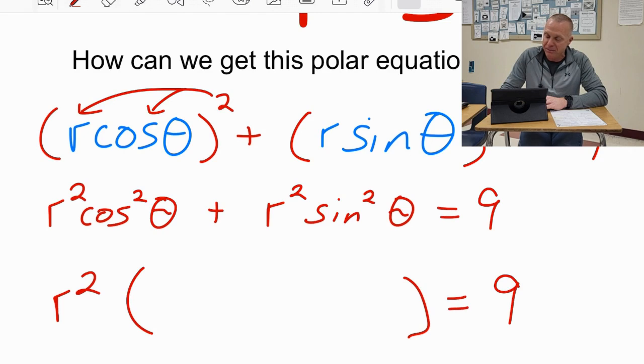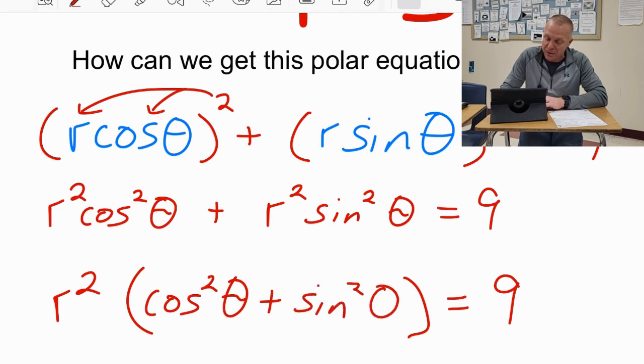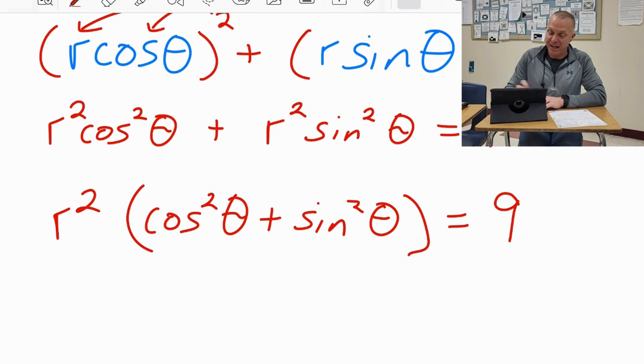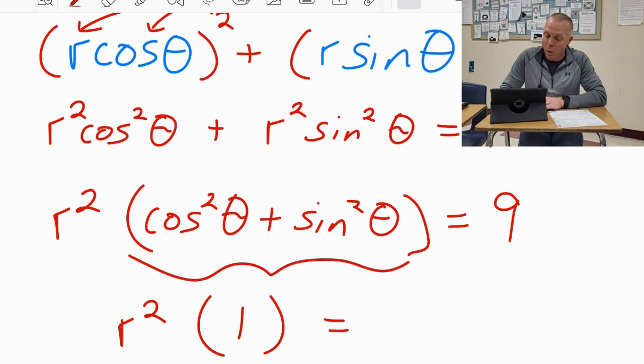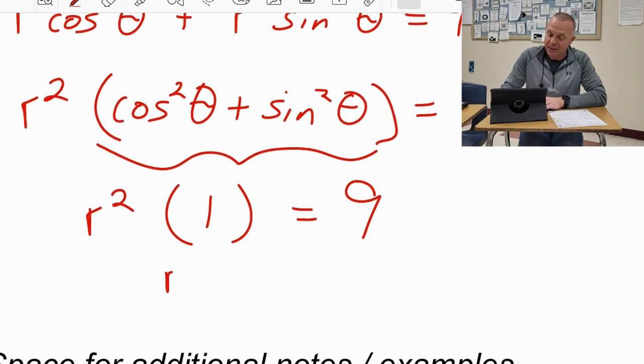Don't you agree? You could factor out a 9. Now, you could factor out not a 9, but you could factor out an r squared. Now, if you factor out an r squared, you are left with cosine squared plus sine squared. Cosine squared plus sine squared. I know, it's hard to get your eyes off of it, isn't it? It's so beautiful. Look, it's our Pythagorean identity. And what does cosine squared plus sine squared equal? That's right, it equals 1. And then that leaves me with just r squared equaling 9.